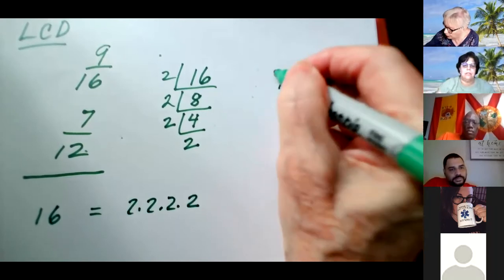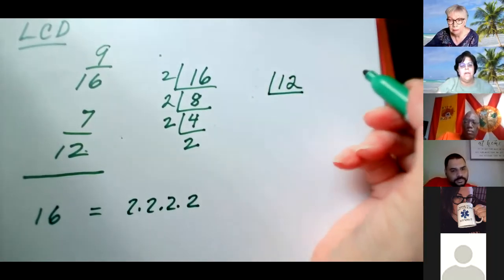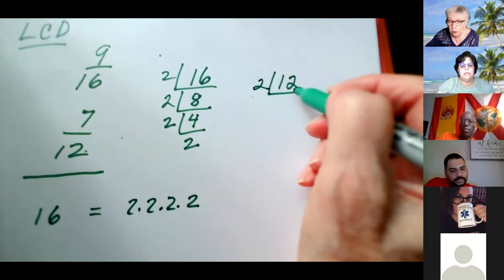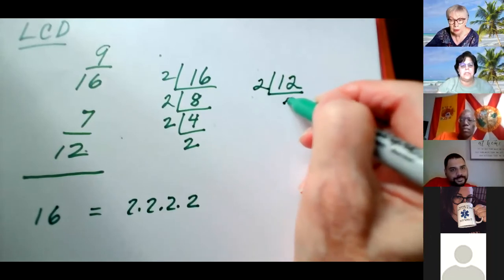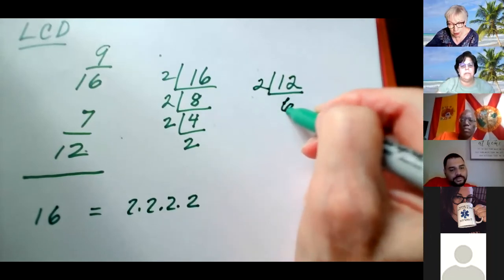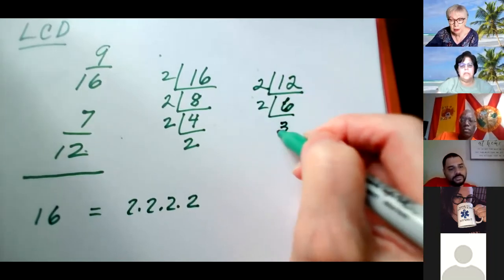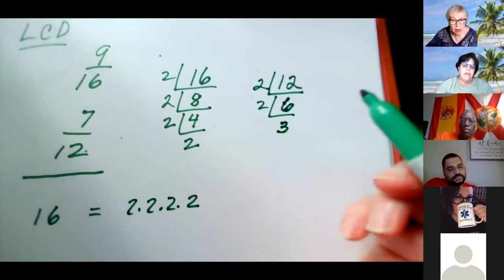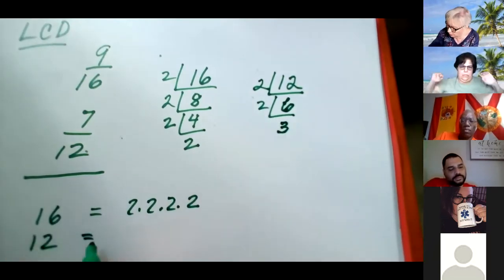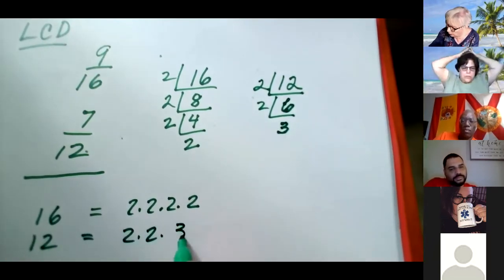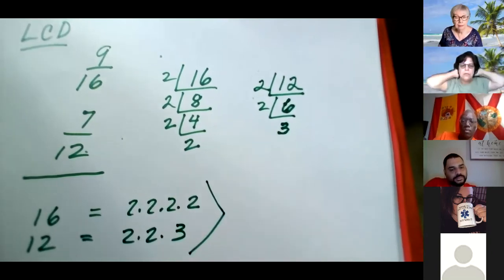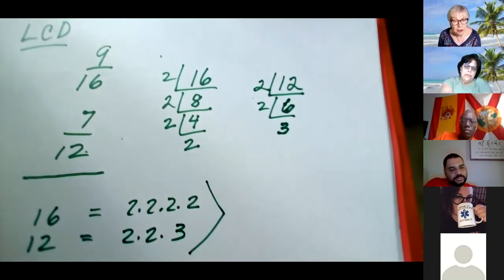12, on the other hand, 2 into 12 goes 6. 2 into 6 is 3. And when you hit the prime, you're done. So that's 12: 2, 2, and 3. Okay, this is one approach.